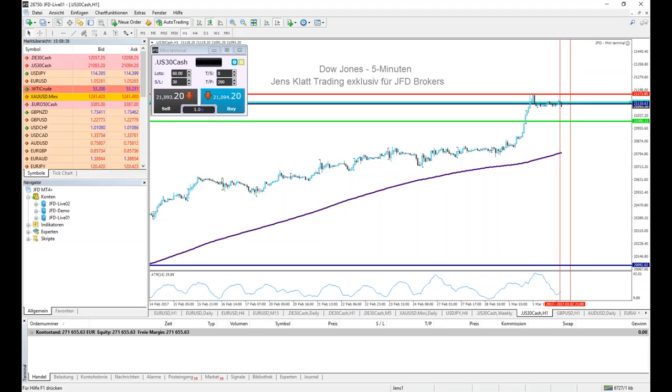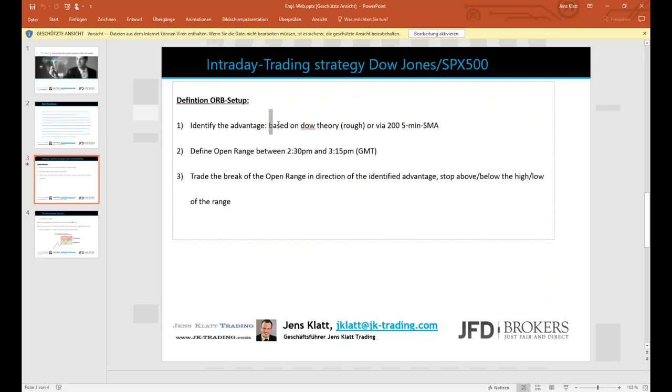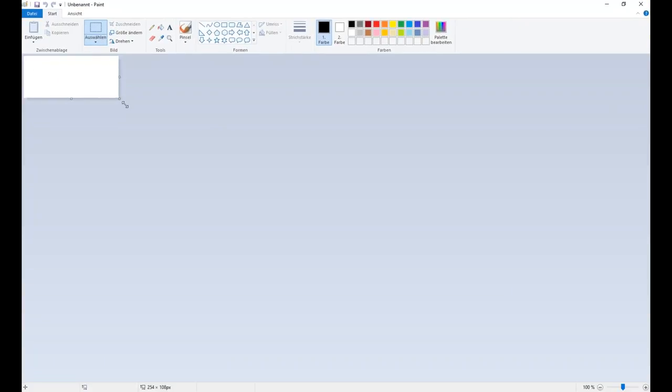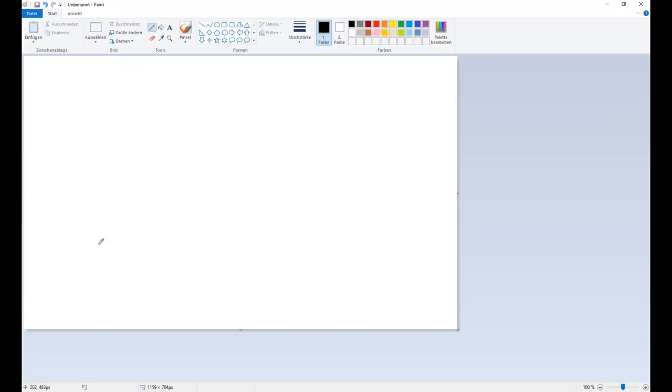So there's another chance to identify an advantage, and this is based on the Dow theory. It's a very, very rough way to identify the overall advantage, but it's nevertheless working quite well. In case of seeing a structure like this, higher highs and higher lows, you say, okay, obviously it's an uptrend, so the strategy says just trade the long side. Same thing for the short side: falling highs, falling lows, boom, you just trade the short side. So that's an easy way to identify the advantage from a Dow perspective.